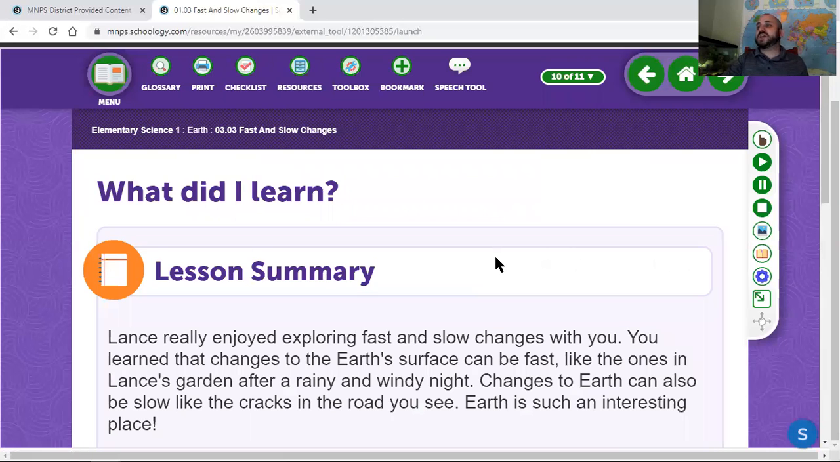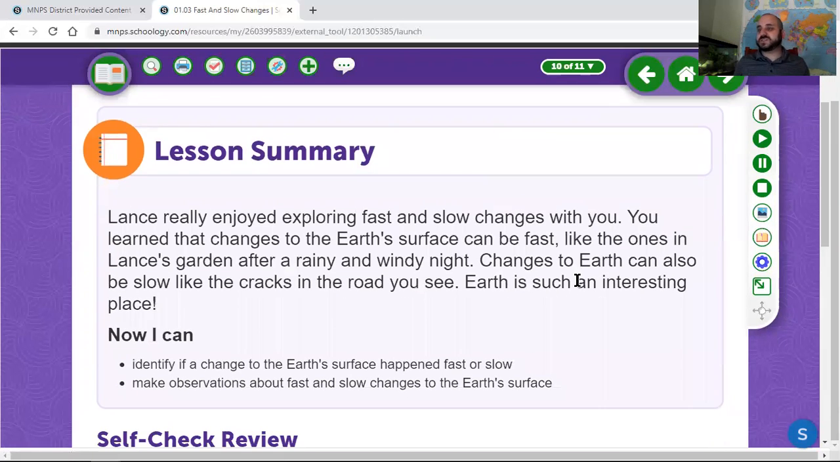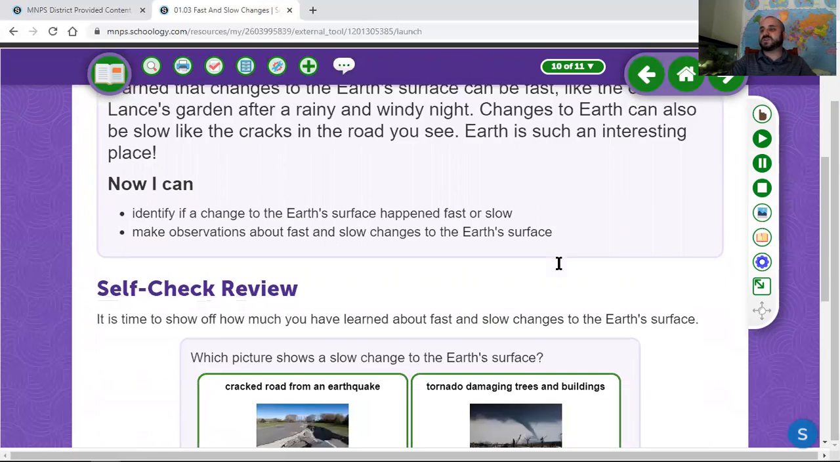All right, Lance really enjoyed exploring fast and slow changes with you. You learned that changes to the Earth's surface can be fast, like the ones in Lance's garden after a rainy day and a windy night. Changes to the Earth can also be slow, like cracks in the road. The Earth is such an interesting place. So by now, you should be able to identify if a change to the Earth's surface happened fast or slow and make observations about fast and slow changes.